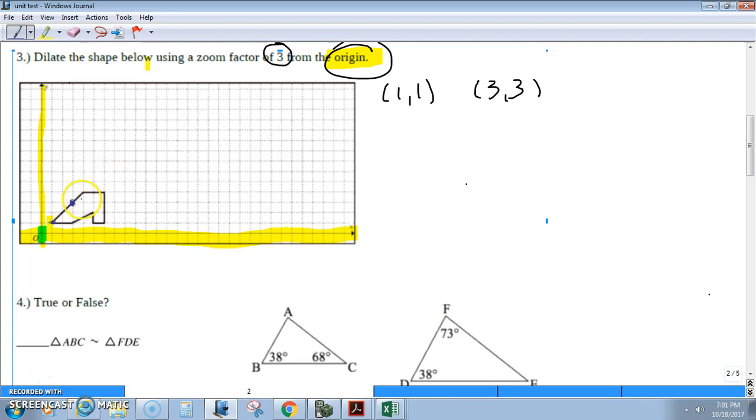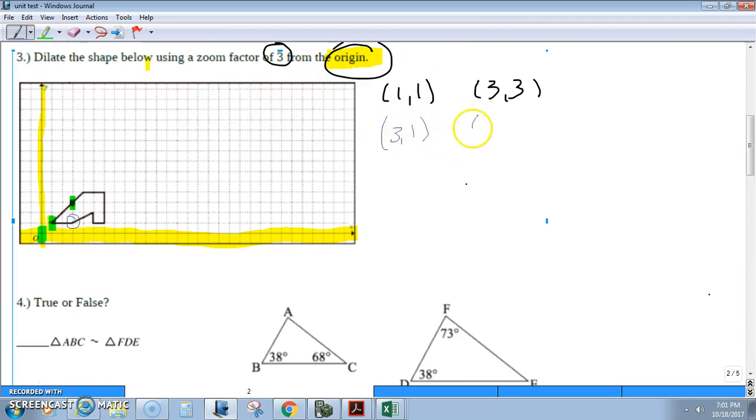Okay. And so that was that point. This point is now here. Let's do another one. Let's do this point here, which is 1, 2, 3 up 1.